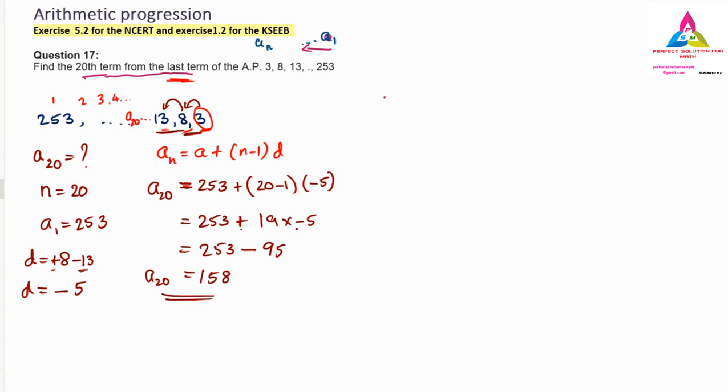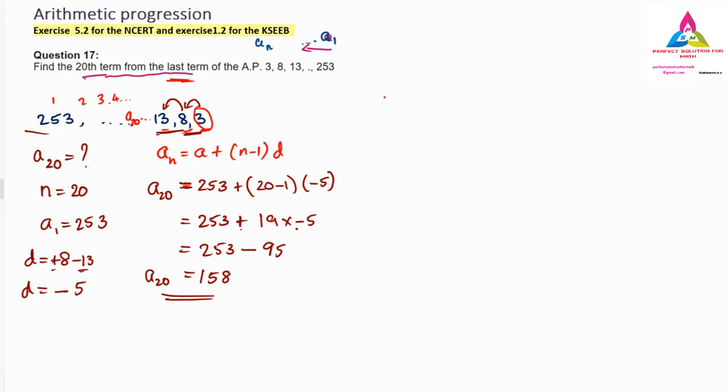Yes, because they have told you to find the 20th term from the last term of the AP 3, 8, 13 and so on up to 253. And whenever the word last term comes, we have to reverse that AP. So I have written 253 first, then 13, 8 and 3 at the last. They have told you to find the 20th term from the last, so we have already reversed the AP. From 253 we have counted, and a20 is 158.